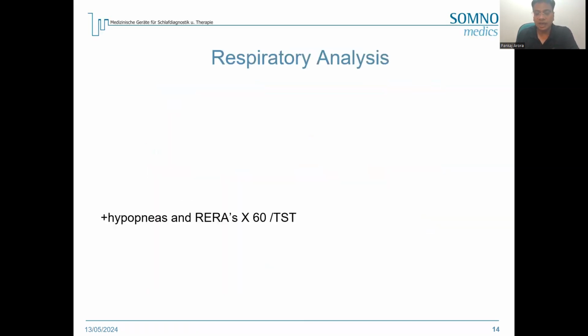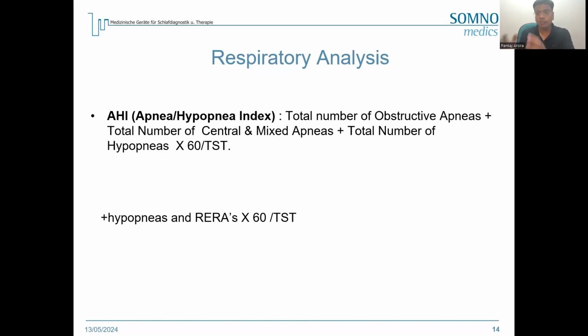So now, coming to the after-sleep report, we'll look into the respiratory report. Before I jump to the respiratory report, I would love to tell you what the respiratory report consists of. What we are especially interested in is sleep disordered breathing. The patient could be having an obstructive sleep apnea, a central sleep apnea, a mixed sleep apnea, or a hypopnea.